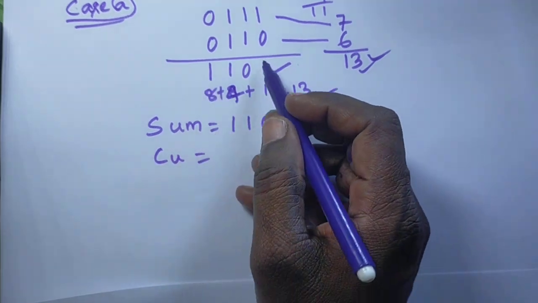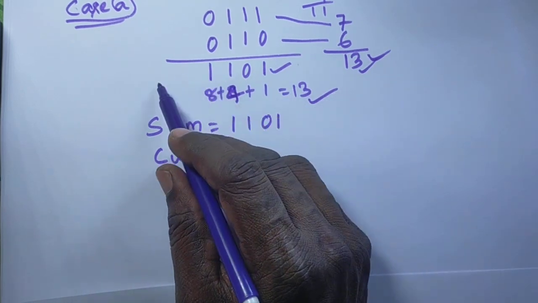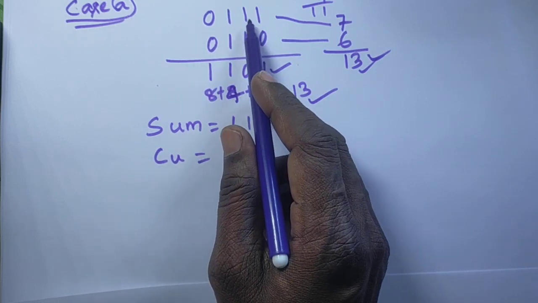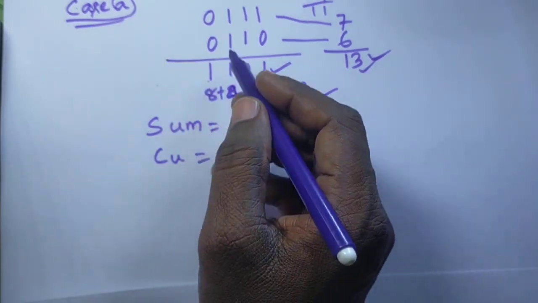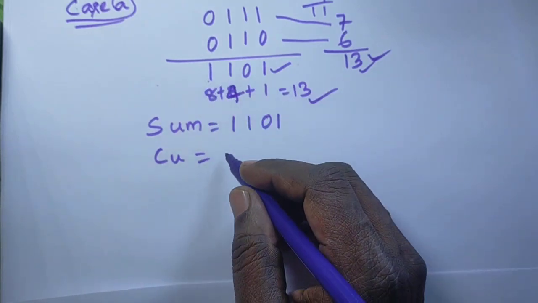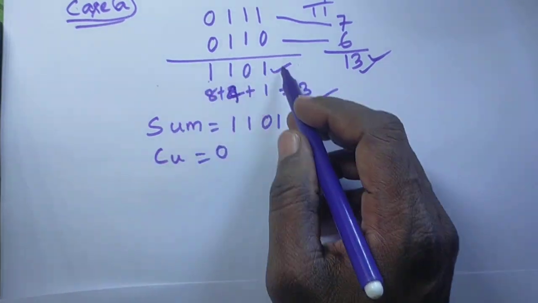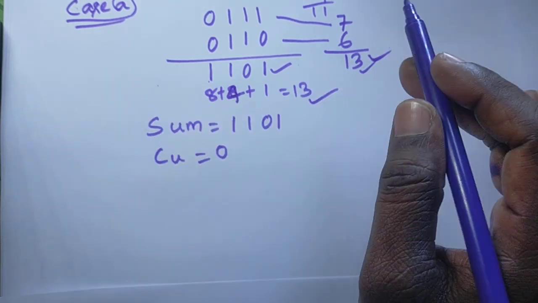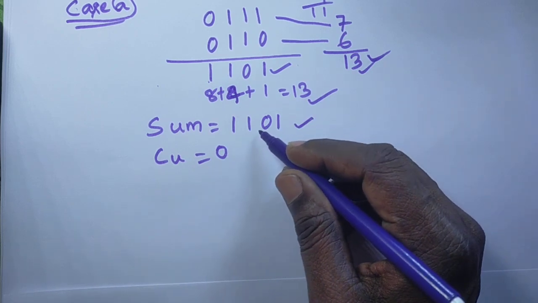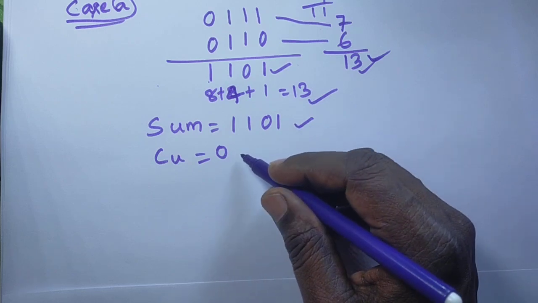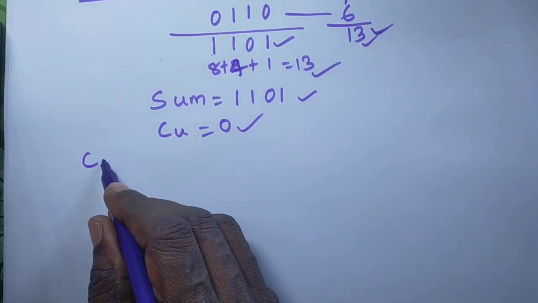What is it? We have already taken 4 bits data, and when you add, the result is also 4 bits data, so there is no carry out of these 4 bits. In that case Cu is equal to 0. If anything is 1 out of these 4 bits, then we will consider 1; if nothing, then it is 0, very simple way. So the carry bit is 0, and the sum is 1101. This is the first case, or case 1.